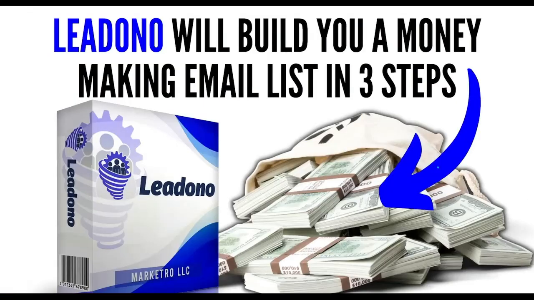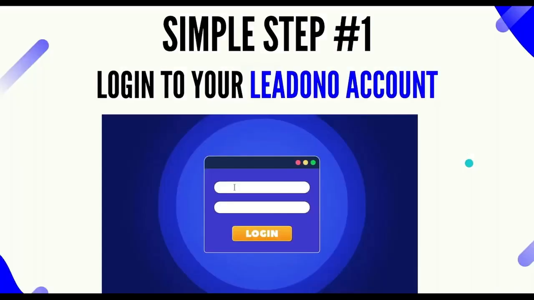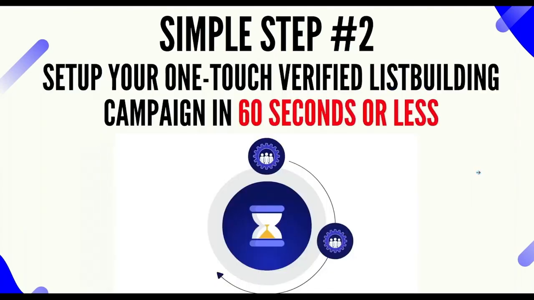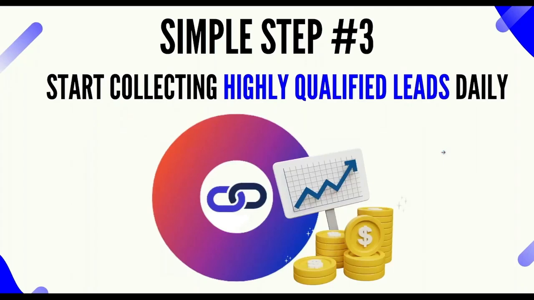So, Leadono, which is the software I'm going to talk to you guys about, which is going to be responsible for doing all of this for you, will build your email list in 3 simple steps. I see Christopher saying, I believe it works. I love that, my man. Simple step number 1, all you have to do is log into your Leadono account. Super simple, right? Shouldn't even be a step. Number 2, set up your one-touch verified list building campaign in 60 seconds or less. I told you in the beginning, we're going to make sure this doesn't cost you any time, so you can just focus on building your email list. 60 seconds or less, you've got your campaign up and running. And last but not least, start collecting highly qualified leads daily.